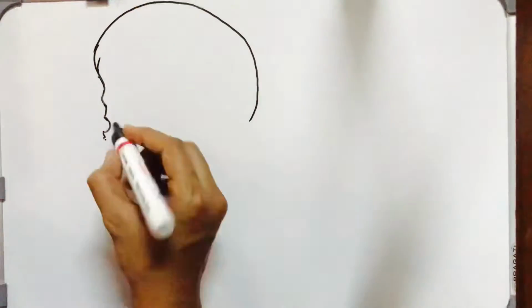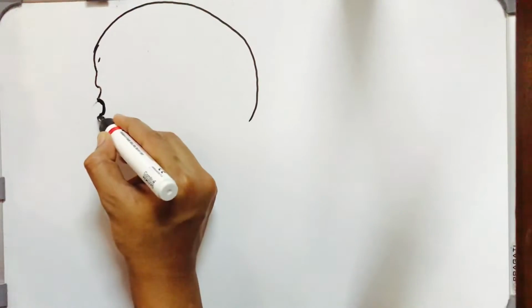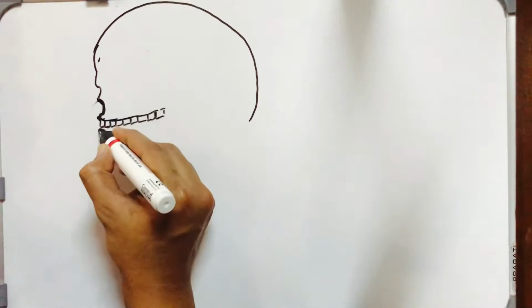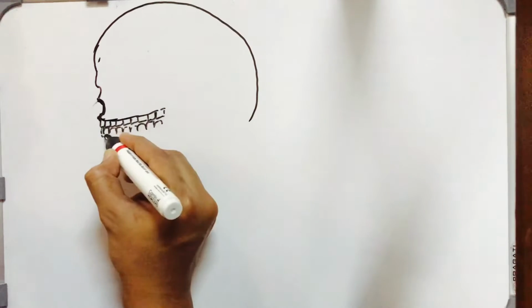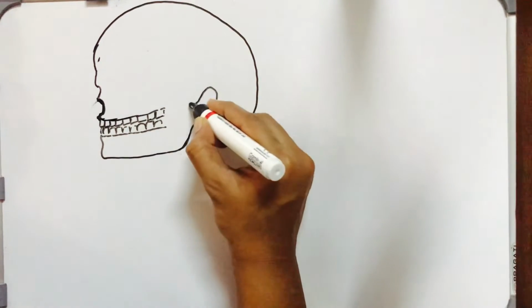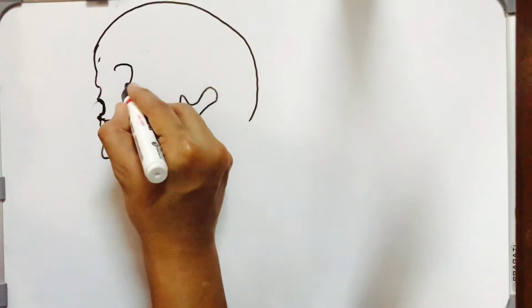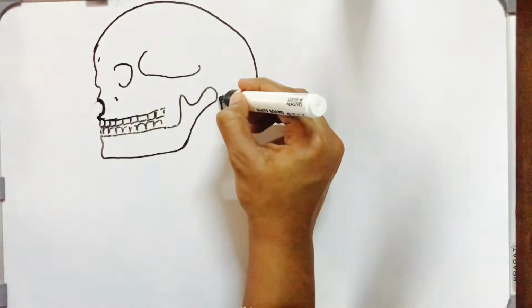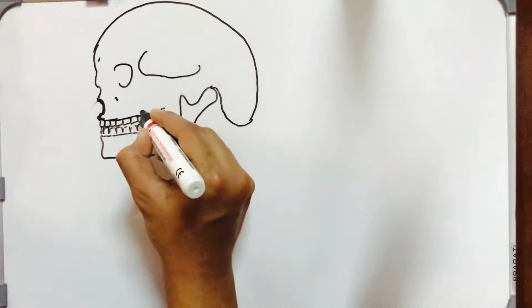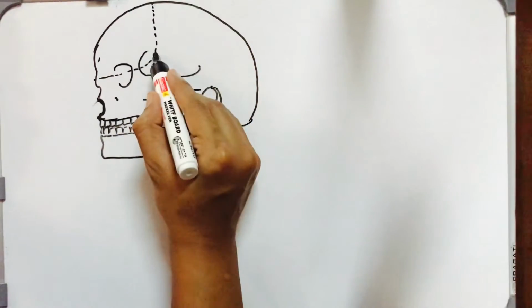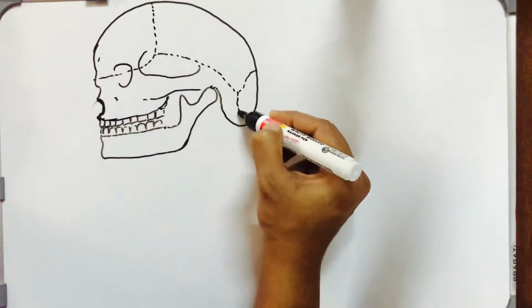Branches of external carotid artery. Let's draw the skull. This is the mandible, orbit, temporal lines, mastoid process, and sutural lines in the skull.